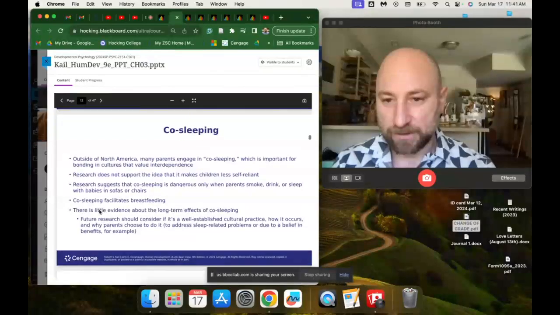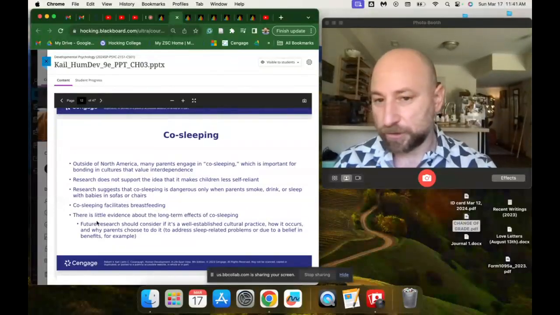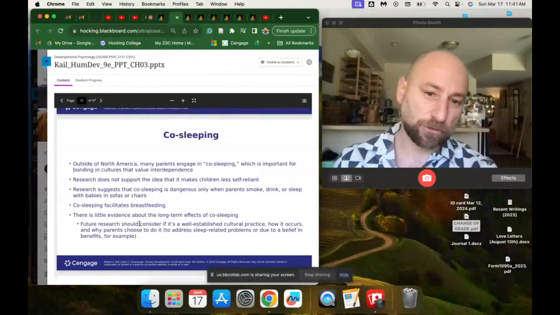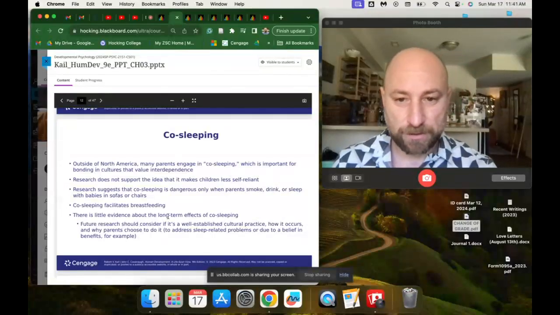There is little evidence about the long-term effects of co-sleeping. Future research should consider, if it is a well-established cultural practice, how it occurs, and why parents choose to do it.